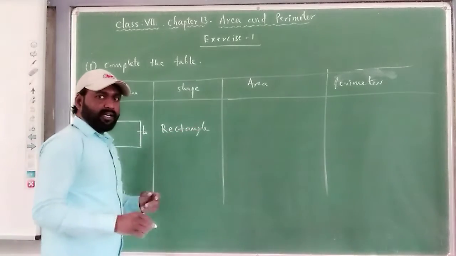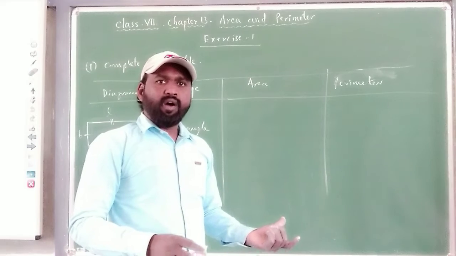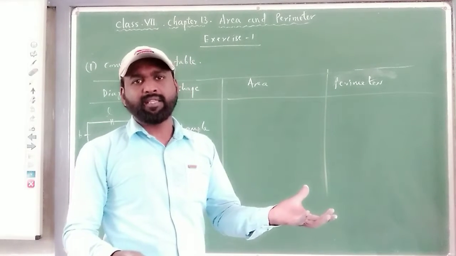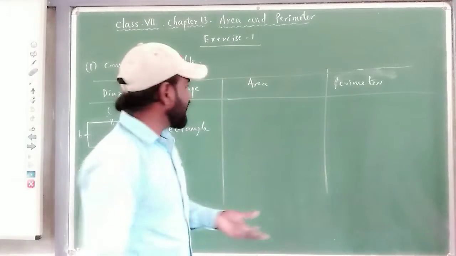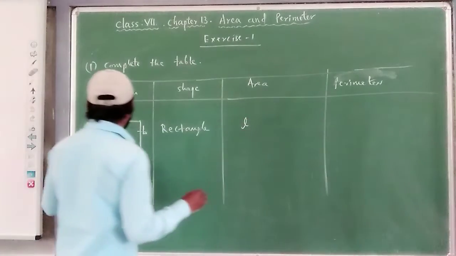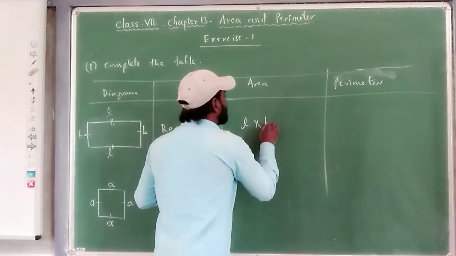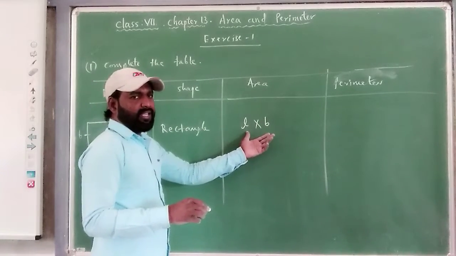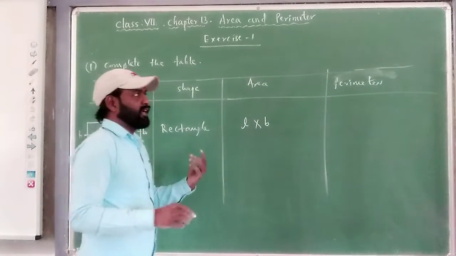We already learned in our previous session how to find the area of a rectangle. Just by multiplying its length and breadth, you will be able to find the area of a rectangle. Length is denoted with the letter L and breadth is denoted with the letter B. So length into breadth, the product of its length and breadth, will give us the area of the rectangle.